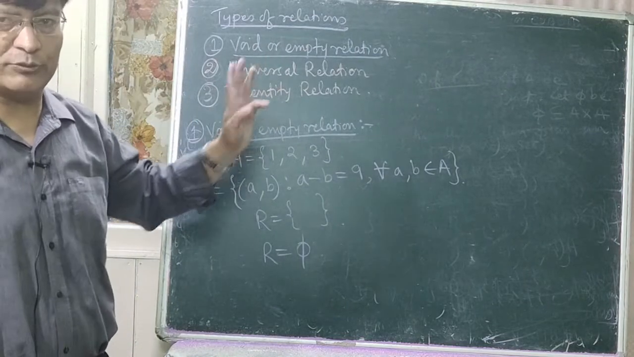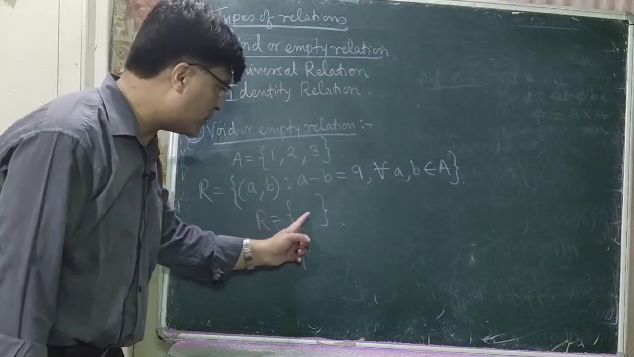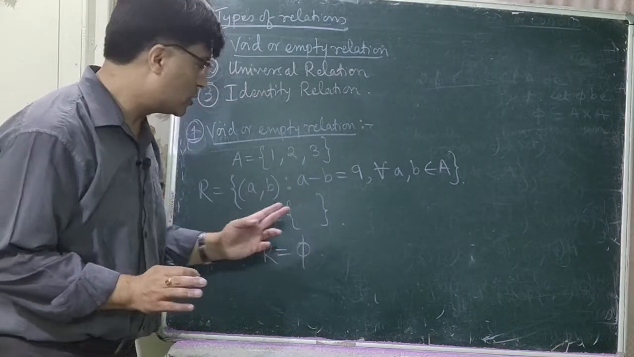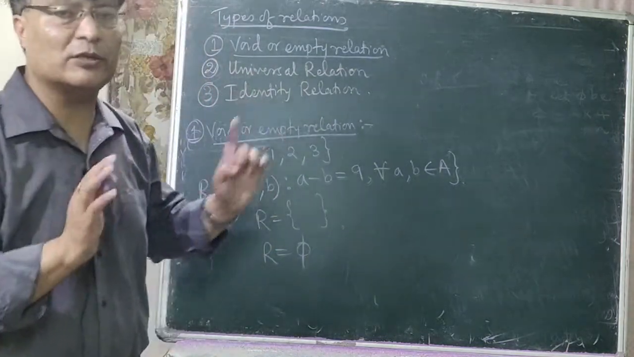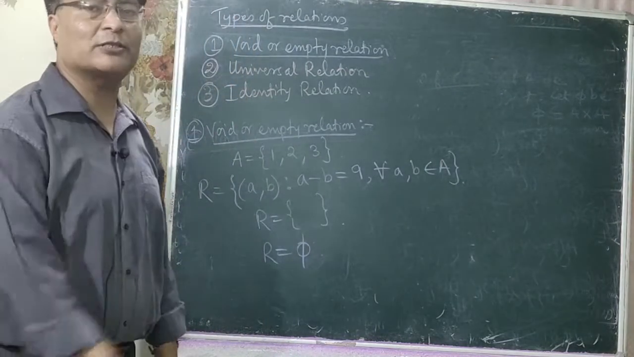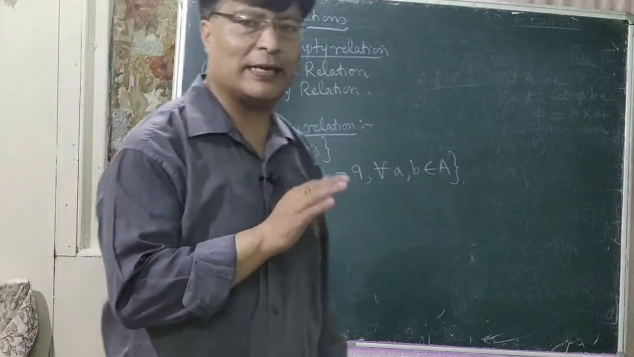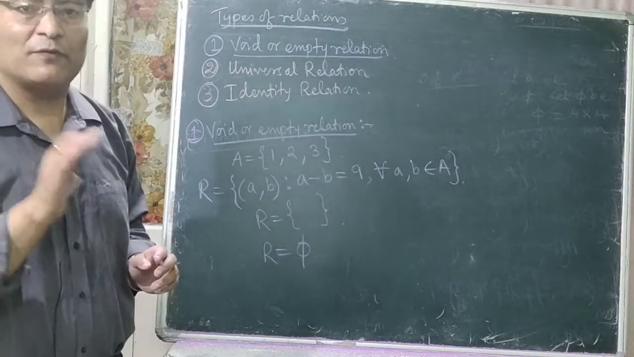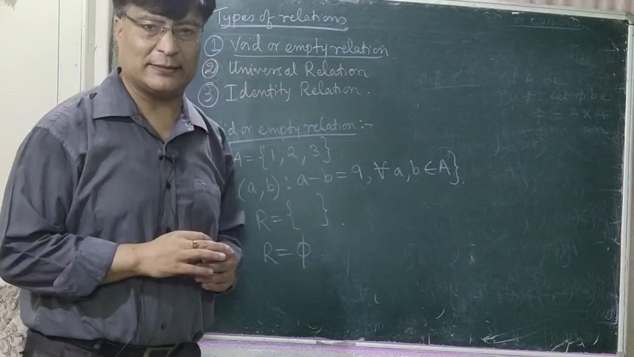Empty means khali. In this R there is no ordered pair at all. That means it is empty. So this is an empty relation, or it is also known as void relation. Now how do we write its definition? Let capital A be a non-empty set, and let phi be the empty set.